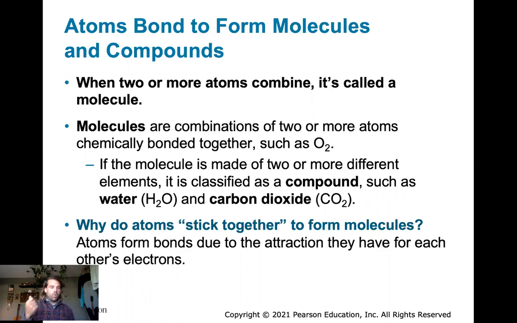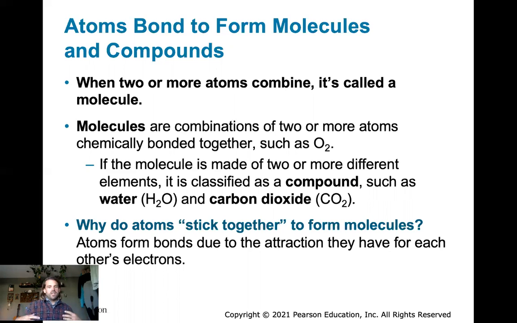If the molecule is made of two or more different elements, that's when we call it a compound. So water is a compound, H2O. Carbon dioxide is a compound, 1 carbon, 2 oxygens. Okay, and there's this question out there of why do things stick together, right? So why does CO2 want to stay together? Why does oxygen want to hang out with 2 hydrogens?